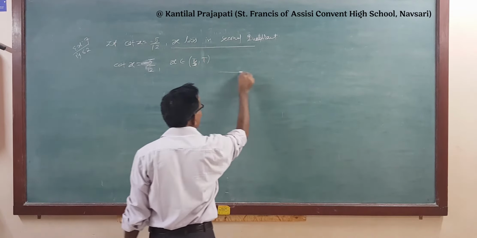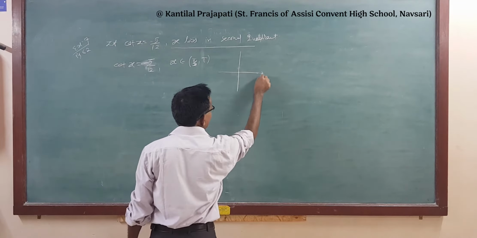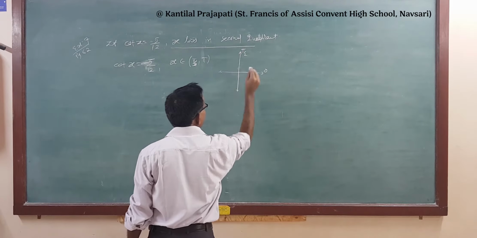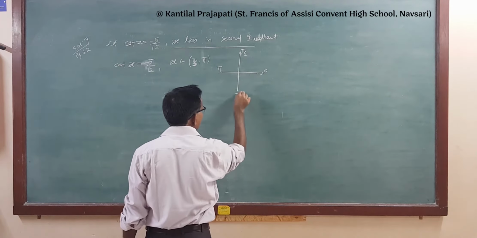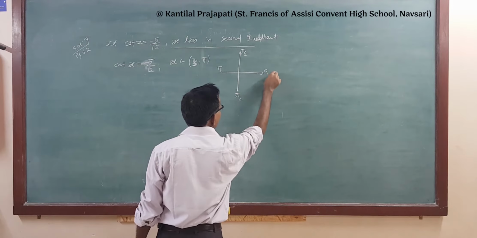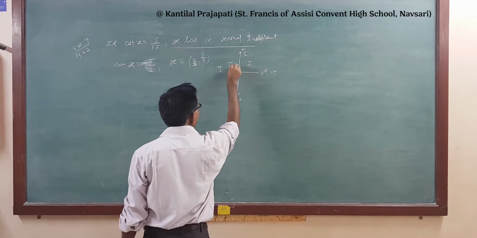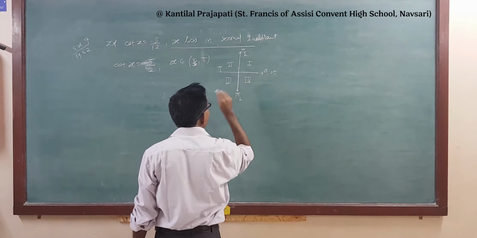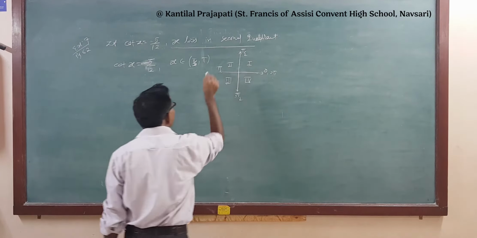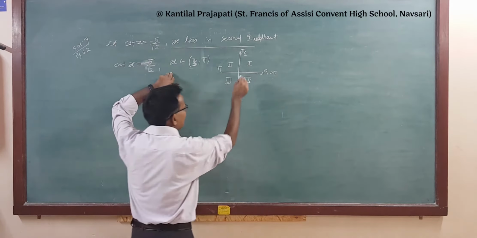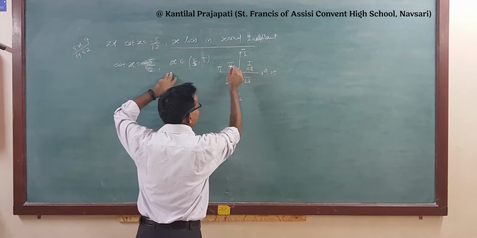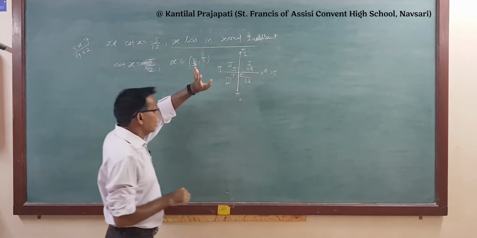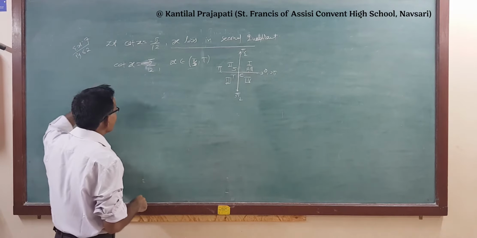Let me repeat, I don't have a coordinate axis here. So you get pi by 2 here, then 0, pi, 3 pi by 2, and again 2 pi. This is the first quadrant, second quadrant, third quadrant, and fourth quadrant. So x lies in pi by 2 to pi. Also we write the signs of all trigonometric functions: all positive, S positive, T positive, and C positive. So cot x is minus 5 by 12.